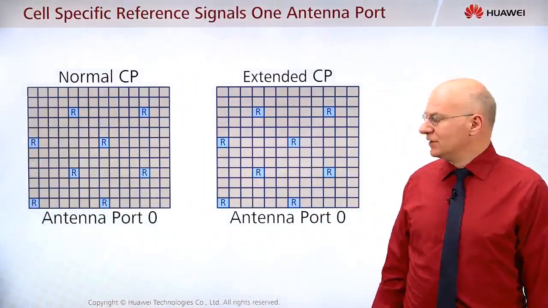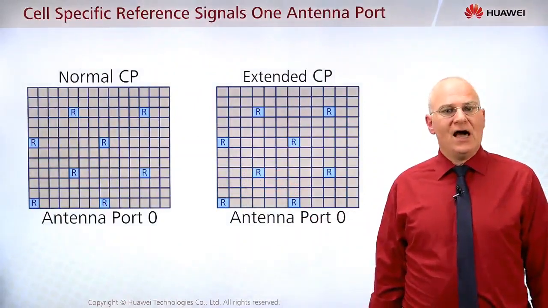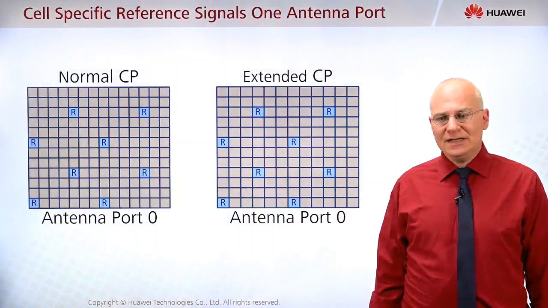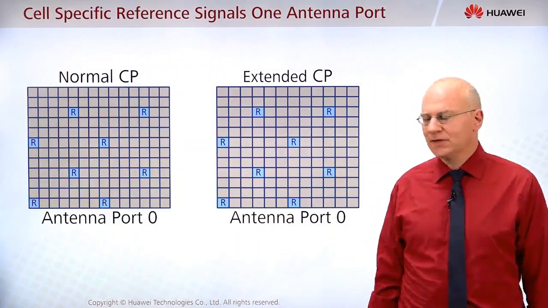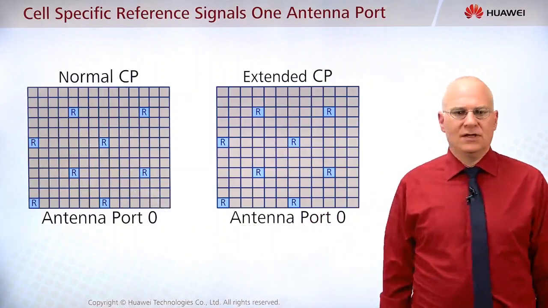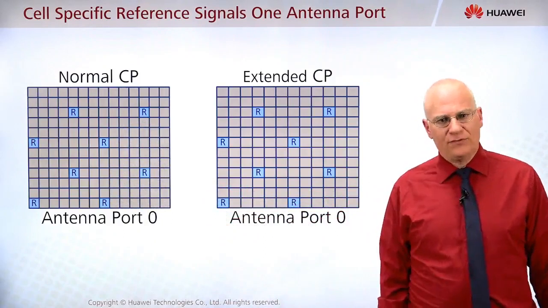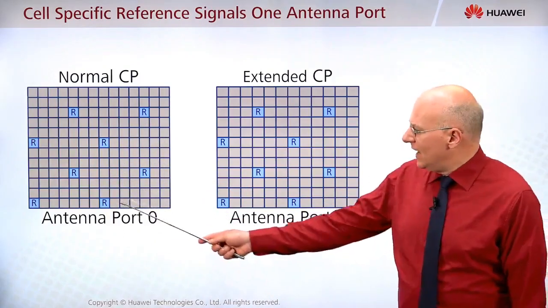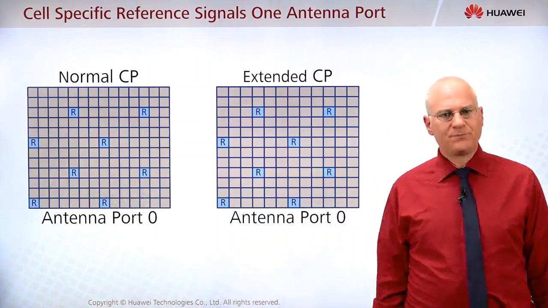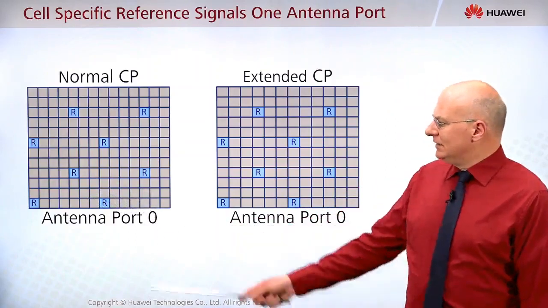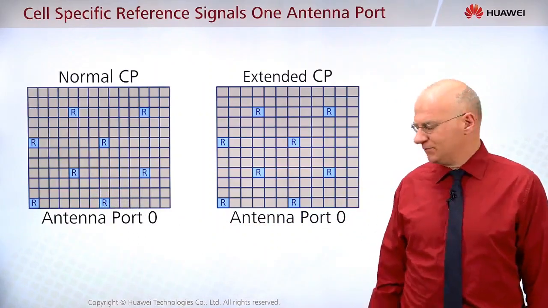So now let's have a look at the cell-specific reference signals. They are evenly distributed on our resource lattice. As you can see here, this is a pair of resource blocks, and you see on one subcarrier the reference signal is repeated every half millisecond.